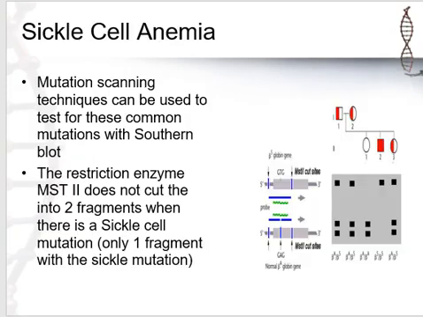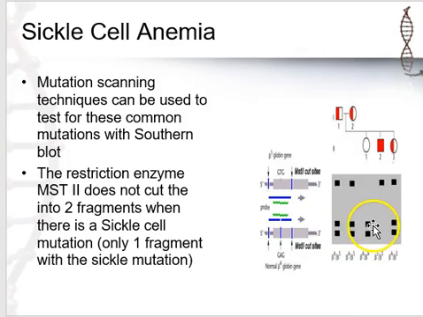So let's talk about sickle cell anemia. Mutation scanning techniques can be used to detect common mutations in southern blotting. As stated earlier, in sickle cell anemia, it's one single amino acid change in every single person. The restriction enzyme MstII does not cut into two fragments when the sickle cell mutation is present because the sequence is different.